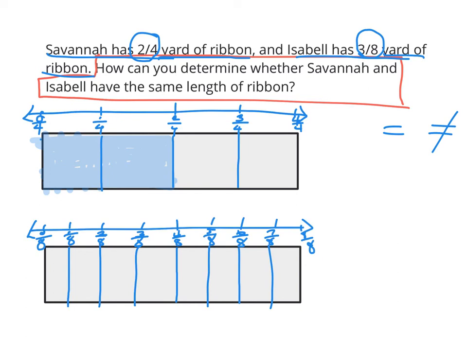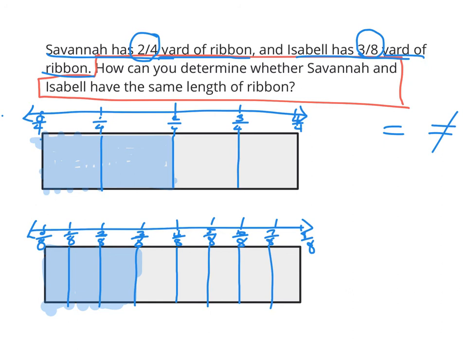So let's see the amount of ribbon Isabel has. So it says here that Isabel has 3/8. So let's go ahead and shade that in and see what that looks like. So up to here, 3/8. And we could clearly see from the number line here that this is 3/8, this length here. And we can also count it as 1/8, 2/8, and 3/8.